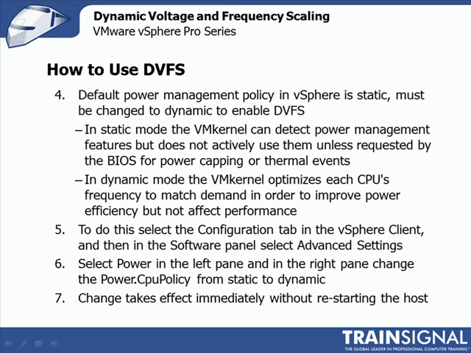Static is the default. The VMkernel can detect power management features available on the host, but does not actively use them unless requested by the BIOS for power capping or thermal events. When set to dynamic, the VMkernel optimizes each CPU's frequency to match the demand in order to improve power efficiency but not affect performance. When CPU demand increases, this policy setting ensures that the CPU frequencies also increase.